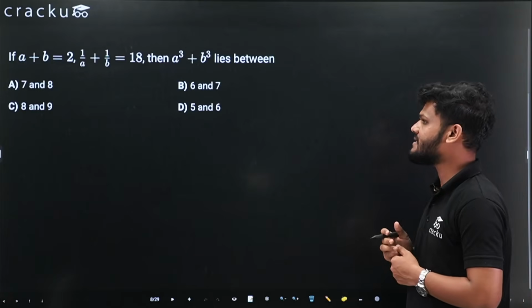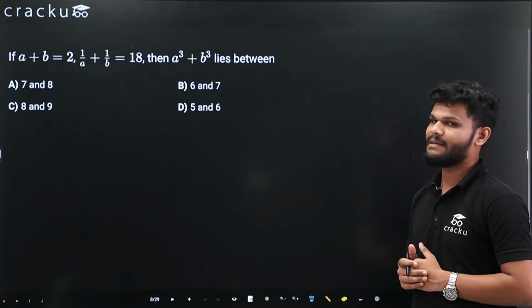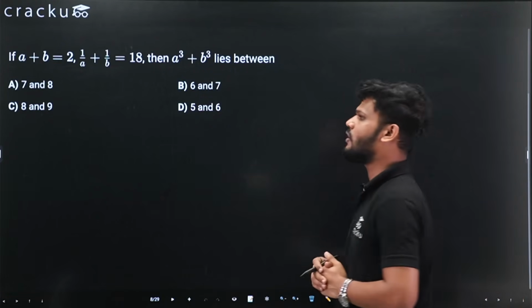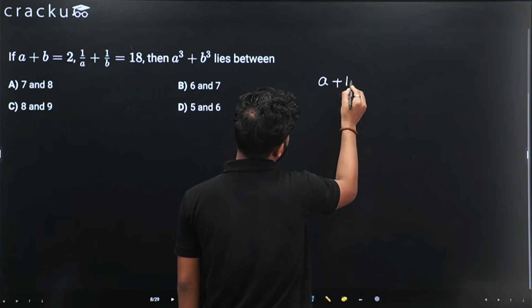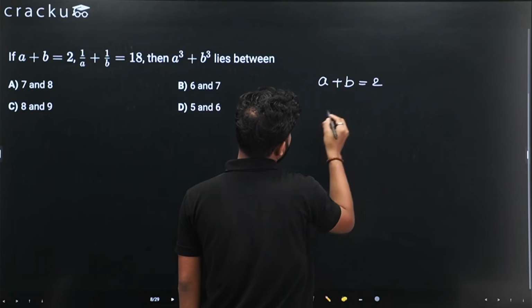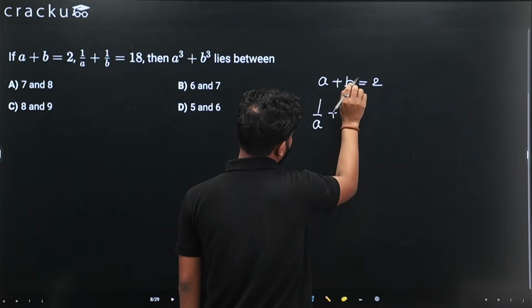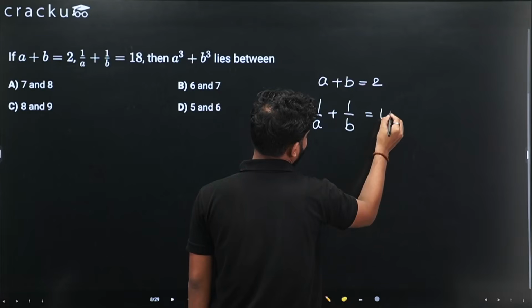In this question we are asked: A plus B is equal to 2, and 1 by A plus 1 by B is equal to 18. Then A cube plus B cube lies between what? Now you have given A plus B is equal to 2. Also 1 by A plus 1 by B is given as 18.